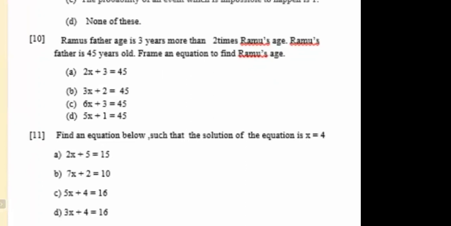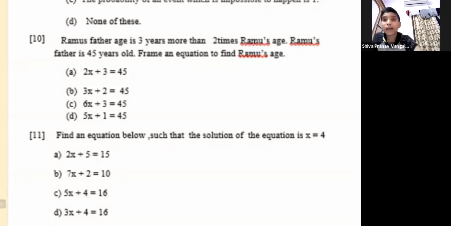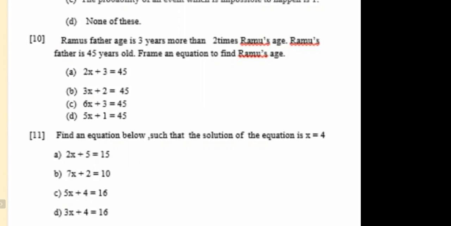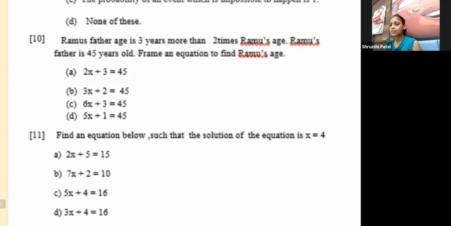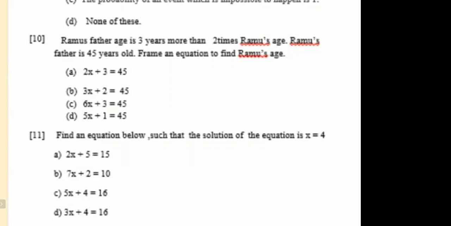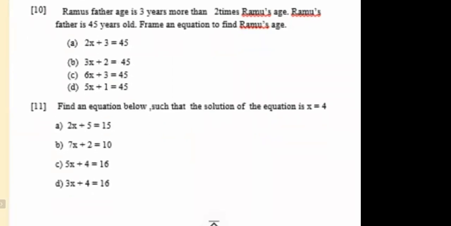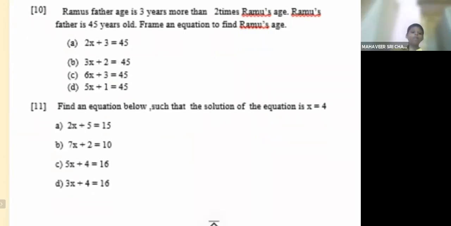Next. Ramu's father's age is 3 years more than 2 times Ramu's age. Listen to the statement very carefully, children. Ma'am, 2x plus 3 is equal to 45. Answer is A. 3 years more means you need to add plus 3, children. 2 times x means 2x plus 3 equal to 45. Very good. Option A is correct.